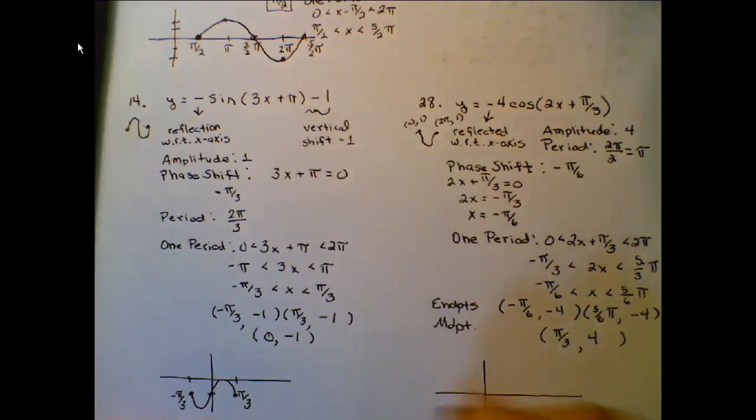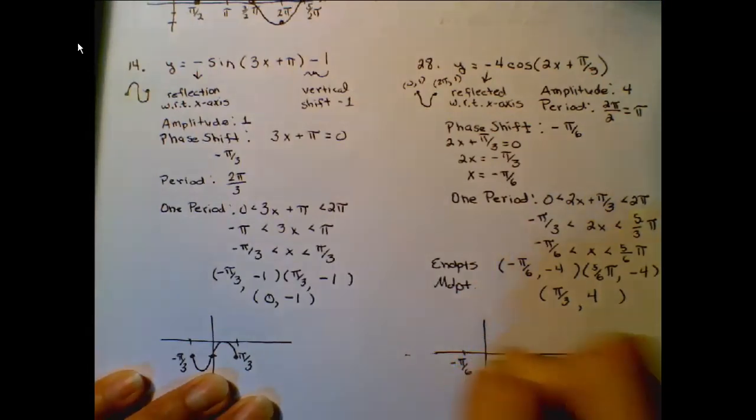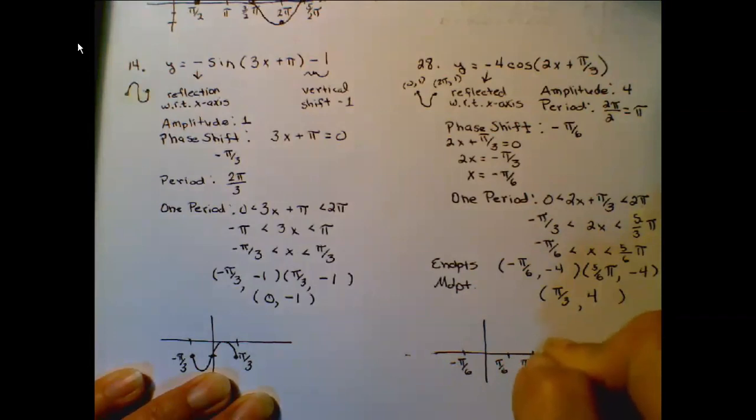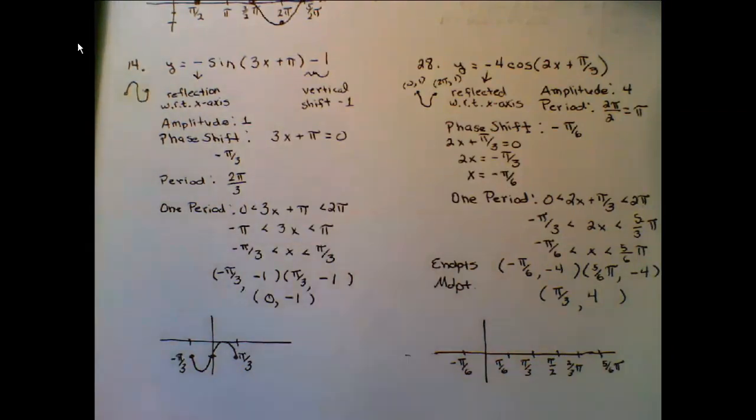Now I can count by anything I want, but since I want to graph negative pi over 6 and positive 5/6 pi, it makes sense that I'd count by sixths. Negative 1/6 and then 0, positive 1/6, 2/6 is a third, 3/6 is a half, 4/6 is 2/3, and then 5/6 will be my right endpoint. Make it easy on yourself by counting and labeling your tick marks by whatever you want.